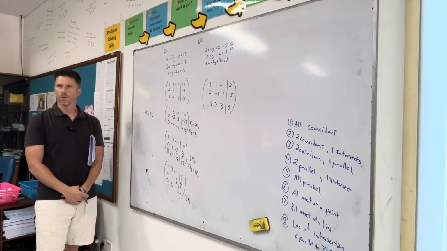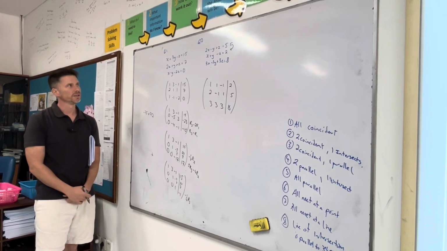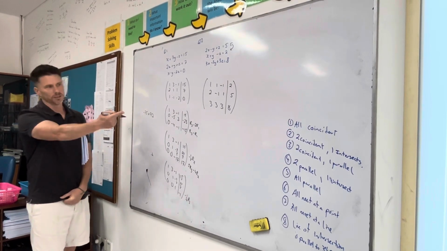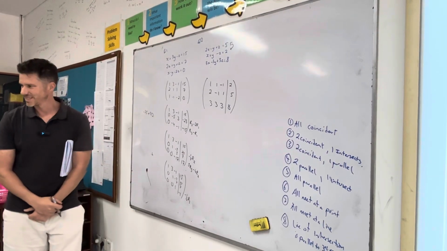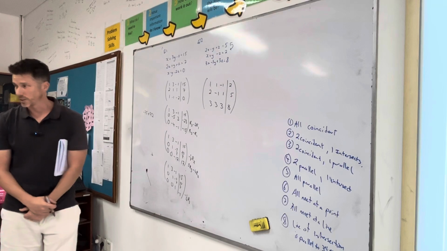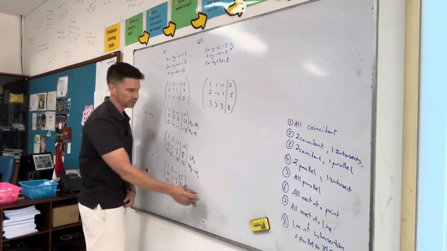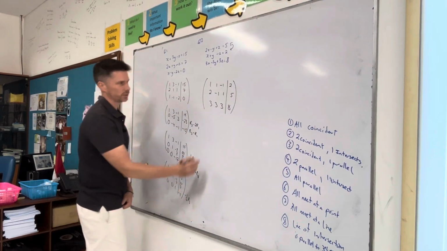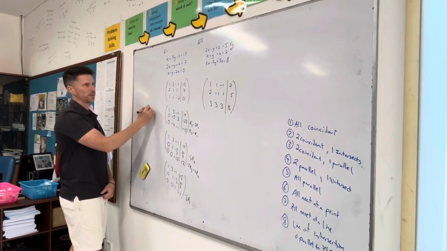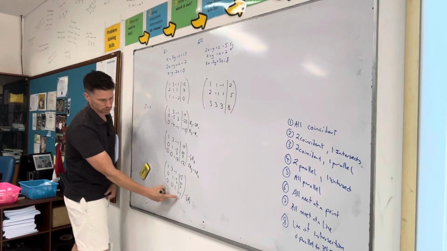Z is negative 1. What's this telling us straight away? Which one of my 1 to 8 have we got here? I would imagine it's 6. All meet at a point. 6, yeah. They all meet at a point. We've got a unique solution. Z is equal to negative 1. We've finished this. I'll do it here. Z is equal to negative 1. We know that because that's in the Z position, negative 1.